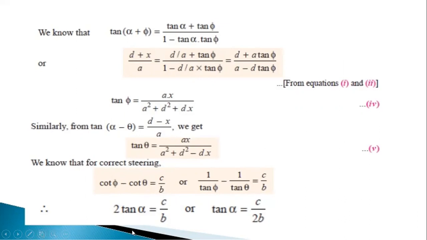Then therefore 2 tan alpha is equal to C by B, or tan alpha is equal to C by 2B. So this is the general position for the Davis steering gear mechanism. But we are using the sliders here, so this is going to wear out. So that is why Ackermann's steering gear mechanism is widely used.